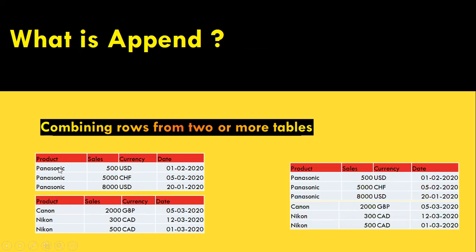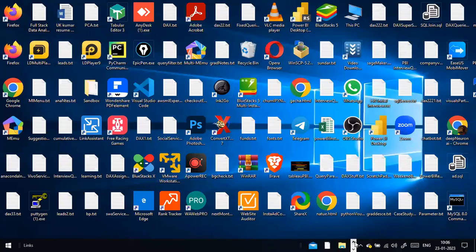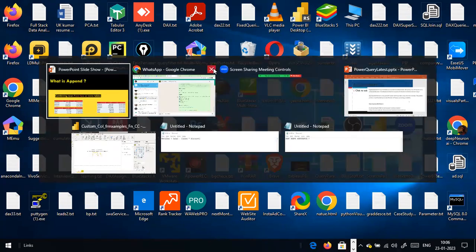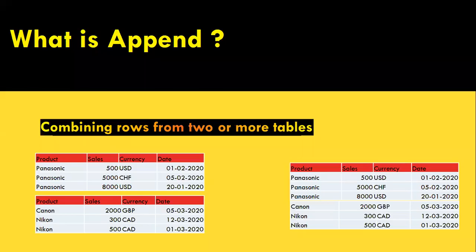Here, if you see, in product there are 3 records, and 3 plus 3, 6 records got combined together, consolidated. If you want to consolidate multiple files into a single file, then we will be using the append. It's a pretty simple one.